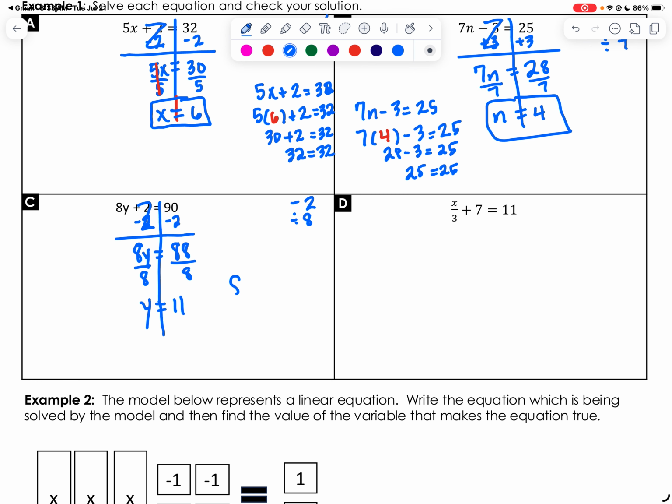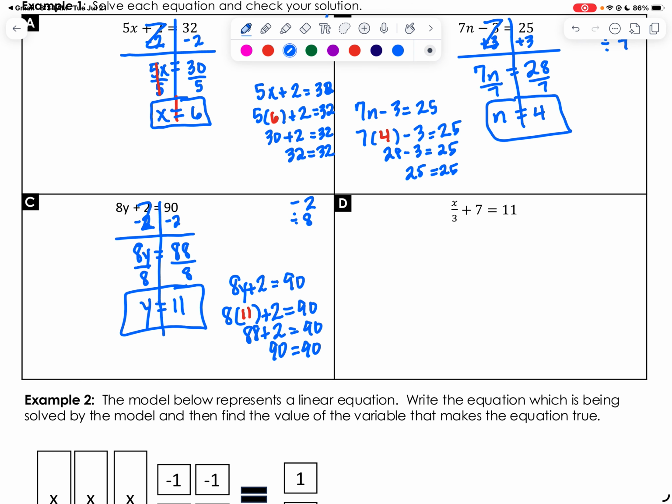Now to check it, write down your original equation, 8y plus 2 equals 90. Replace the y with parentheses. Plug in your solution. So 88 plus 2, and that's 90 equals 90. So y equals 11 is our solution.